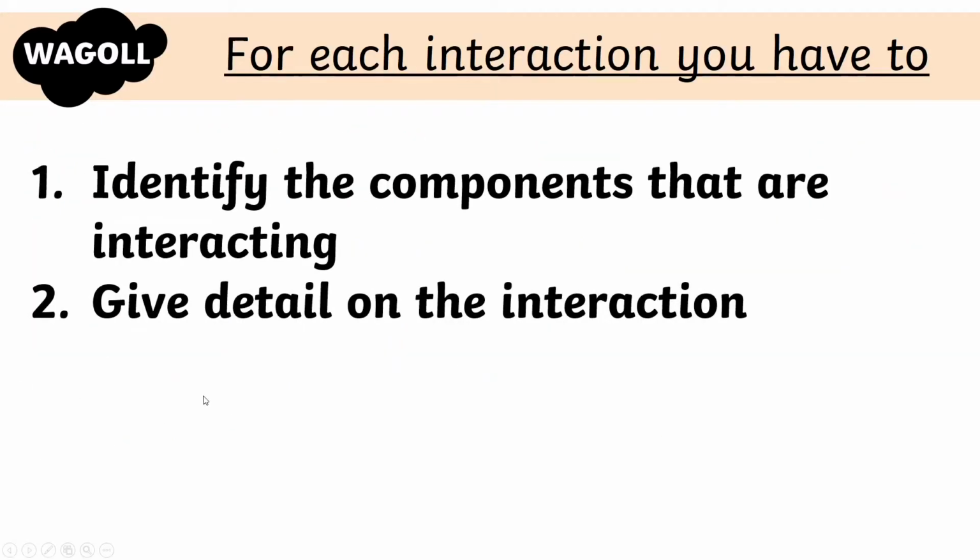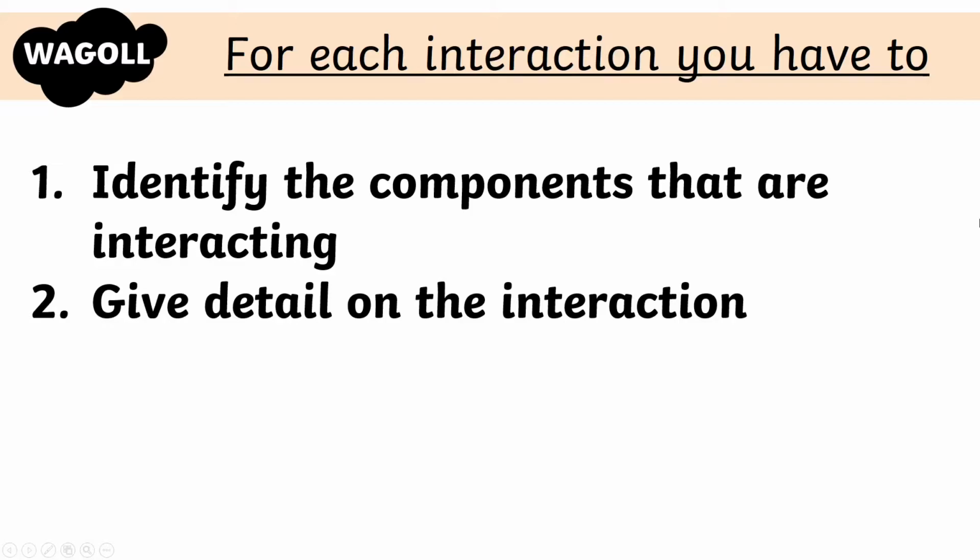For each of the 3 components, you're going to have to do the following. You're going to have to identify the components that are interacting, so the living and the non-living part, and what the link is. You're then going to have to give detail on the interaction on the link. So how are these 2 either using each other, or how is one part using the other?